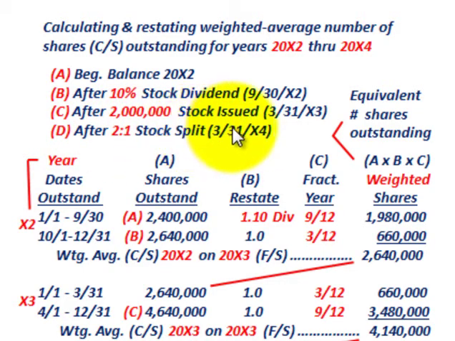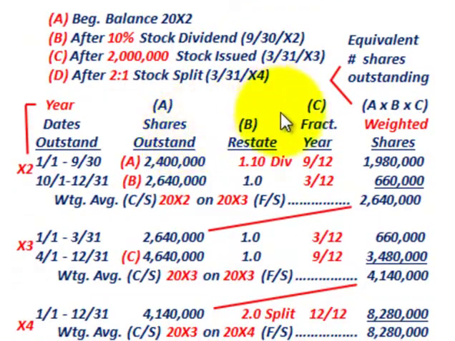stock split. Okay, so when we're working with this, let's move down to our table. What we have to do is determine the equivalent shares outstanding each year, and we're going to be looking at those 3 years, 20X2 through 20X4. We're going to be determining that based on the weighted average number of shares outstanding. So that's our goal. And we have to do that for each of the years, from year to year.